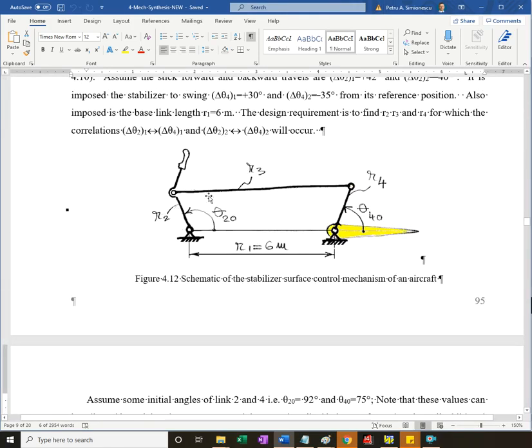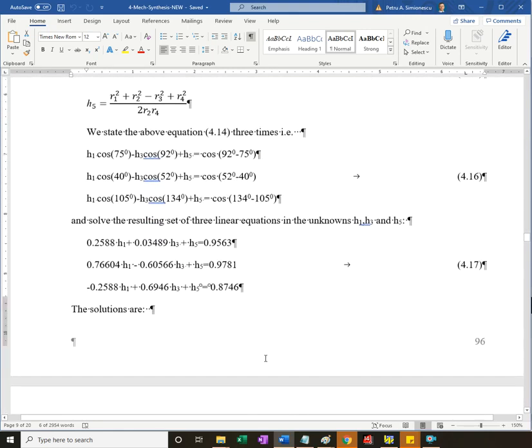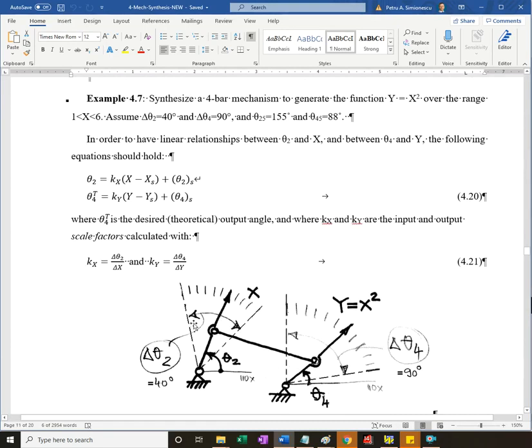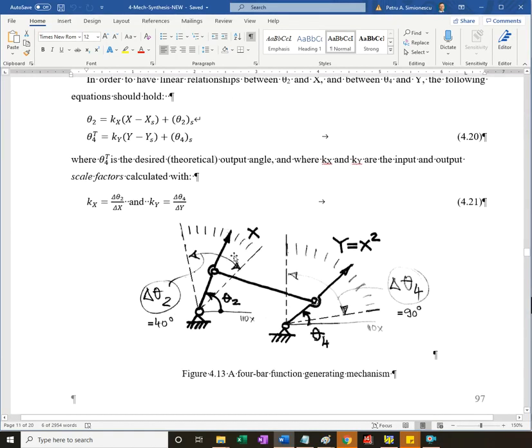We can impose precision points such that the motion of the input link is the independent variable, and the motion of the output link is the function you want to generate. Here's the example of an x squared. And all I need to do is to say, get this function exactly approximated at 3 locations, with the hope that in between the deviation won't be that much.